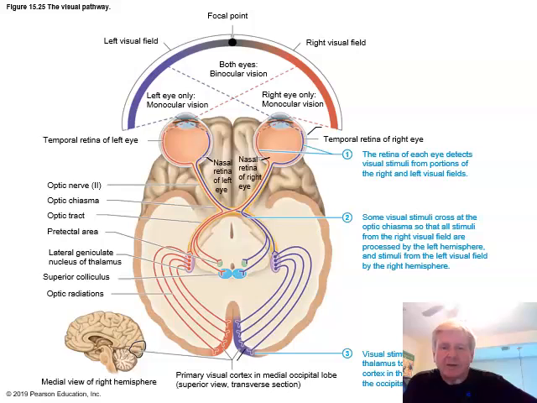So some visual stimuli cross the optic chiasma, so that all stimuli from the right visual field are processed by the left hemisphere, and stimuli from the left visual field over here will be represented by the right hemisphere. Eventually the visual stimuli will travel from the thalamus, and there is also a relay that goes to the superior colliculus of the midbrain. The visual stimuli then travel from the thalamus by the optic radiations to the primary visual cortex in the medial part of the temporal lobe.